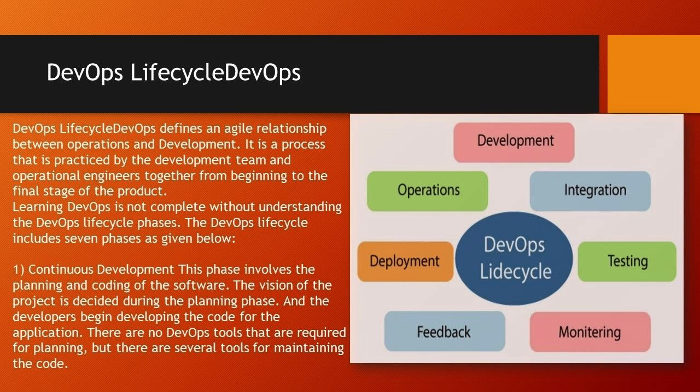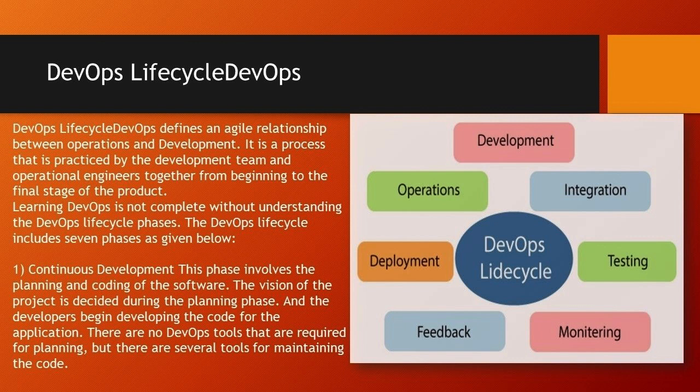DevOps Lifecycle. DevOps defines an agile relationship between operations and development. It is a process that is practiced by the development team and operational engineers together from beginning to the final stage of the product. Learning DevOps is not complete without understanding the DevOps lifecycle phases. The DevOps lifecycle includes 7 phases as given below.